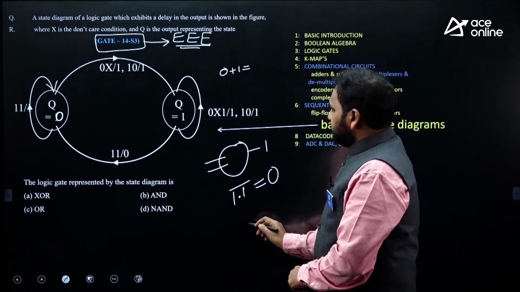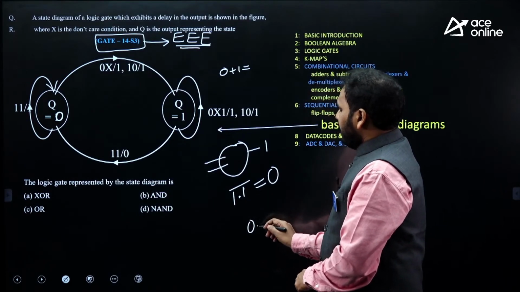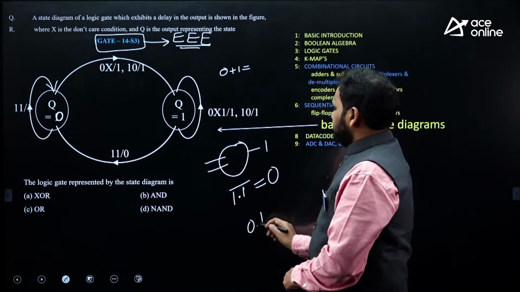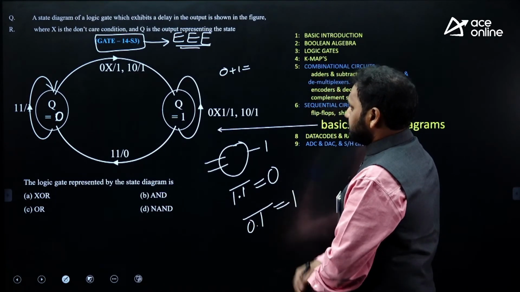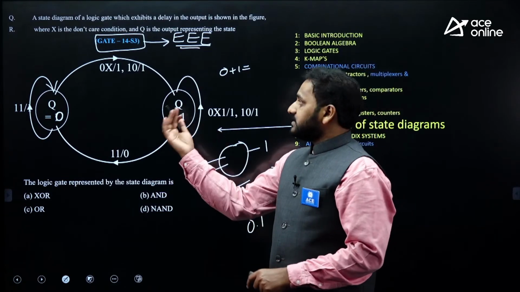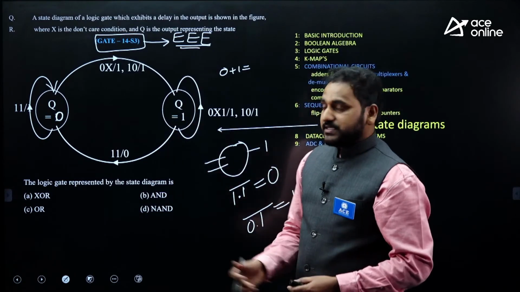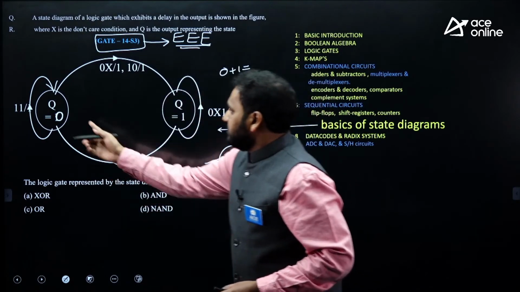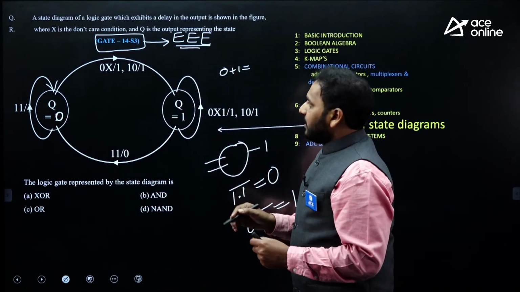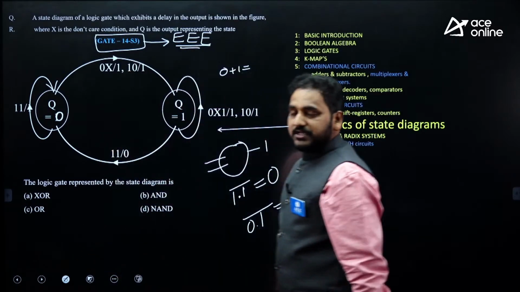If any of the input is 0, 0 into anything or anything into 0, and 0 bar is equal to logic 1. So this state diagram can satisfy the NAND gate. But I can change this from 0 to 1 and 1 to 0. For example, you change the values, otherwise these combinations may change.